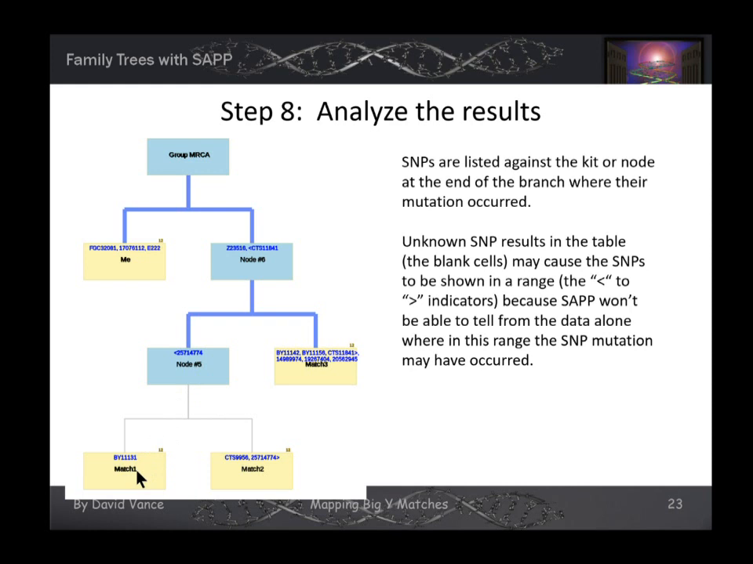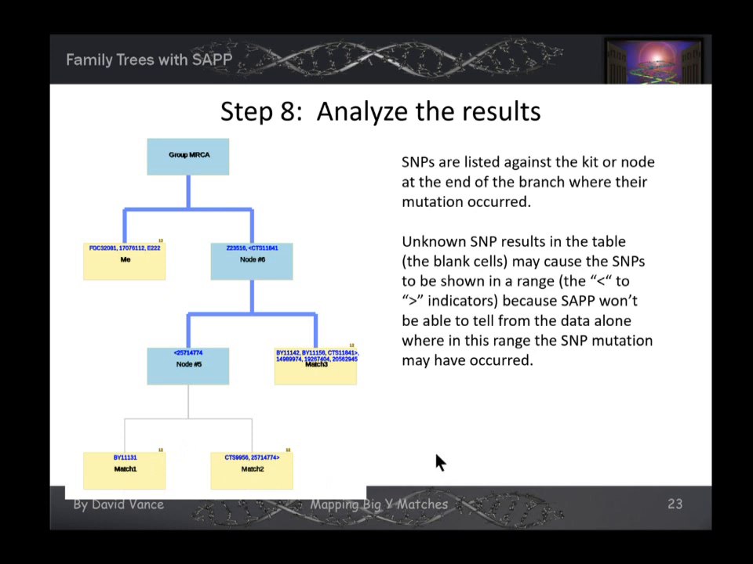Down here for the split with match 1 and 2, we have another range for this unnamed variant, 2574774, where it could have occurred here coming down to node 5 and be positive in both match 1 or 2, or it could have occurred on match 2's private line, because we don't know that for sure. And then both match 1 and match 2 have their own private SNP that we see on their lines.